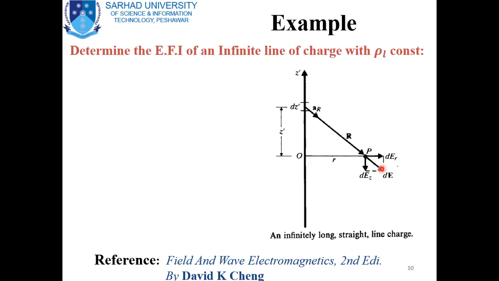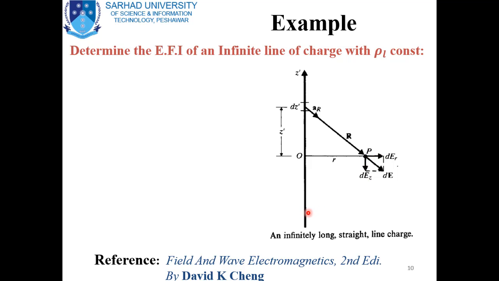and the electric field intensity will be in this direction, and the line symmetry resembles the cylindrical coordinate system. So we take the cylindrical coordinates, which are r, phi and z. So we will have two components of dE. One is along the z-axis, one is along the radial axis.